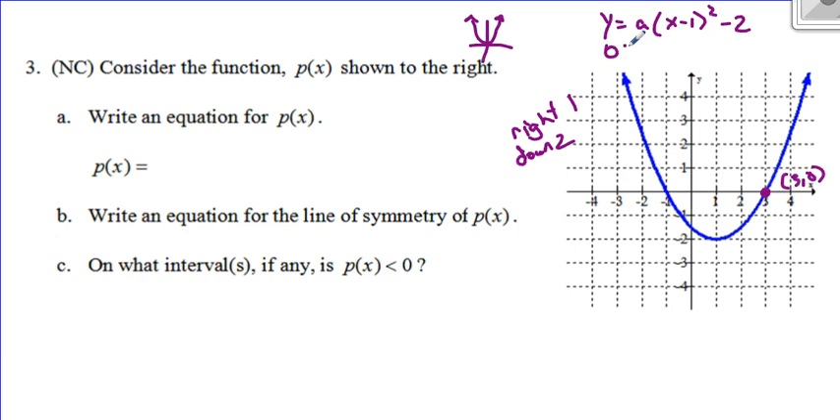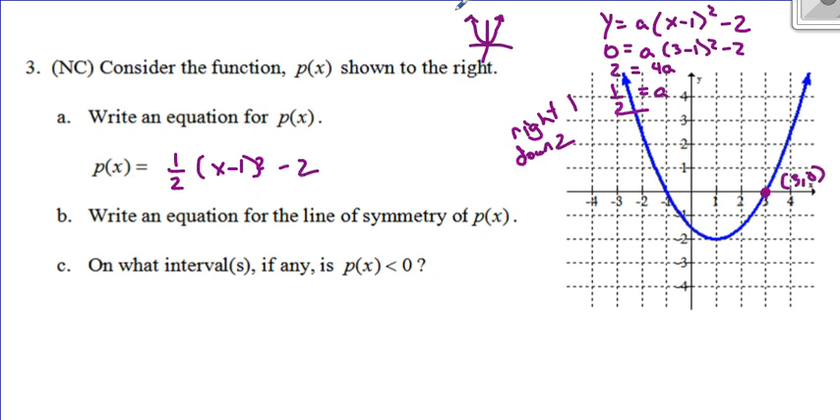So 0 equals a times (3 minus 1) squared minus 2. Let's see, I'll add 2 to both sides. So I have a 2 over here. 3 minus 1 is 2, squared is 4, so I get 4a, and a equals 1/2. So I've got my equation: y equals 1/2 (x minus 1) squared minus 2.